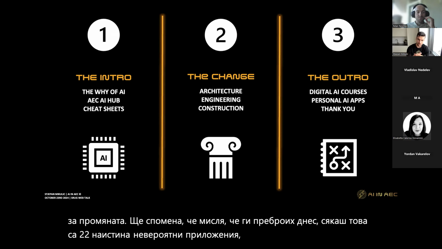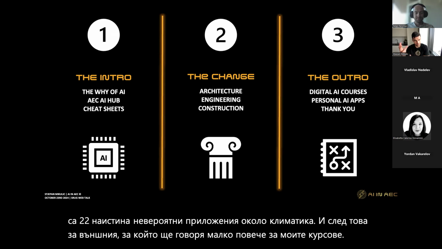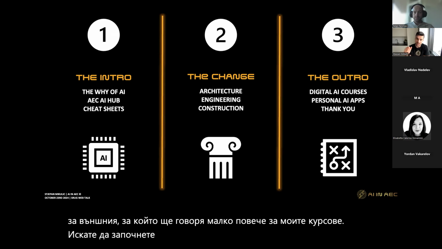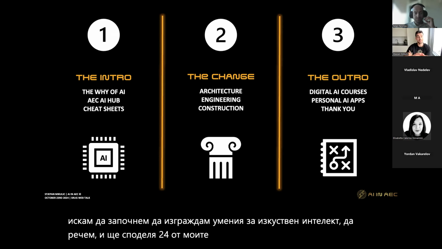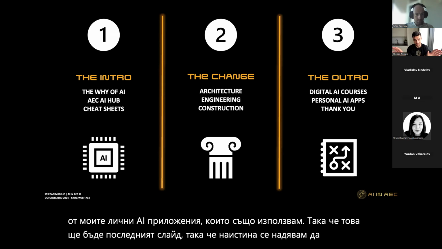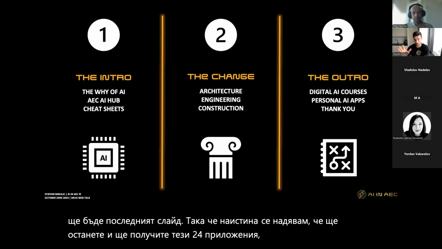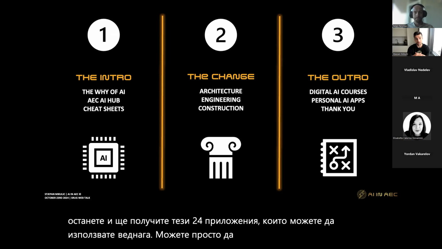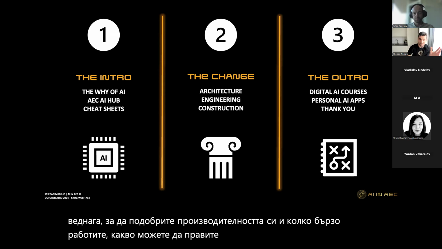And then the outro, I'm going to talk a little bit more about my courses for those who want to start building AI skills. And I'm going to share 24 of my personal AI apps that I also use. So this is going to be the last slide. I really hope you're going to stick around and get these 24 apps that you can go online and use immediately to improve your productivity, how fast you work, and what you can do. So if that sounds good, I'm just going to get started.